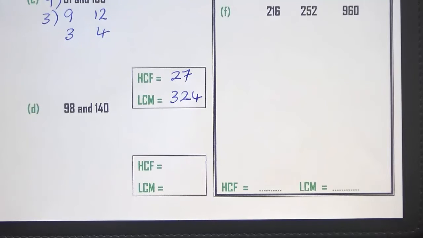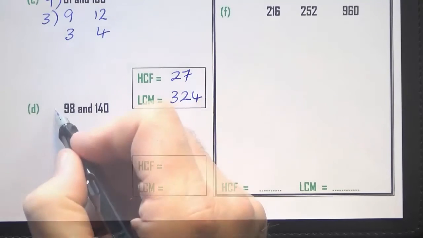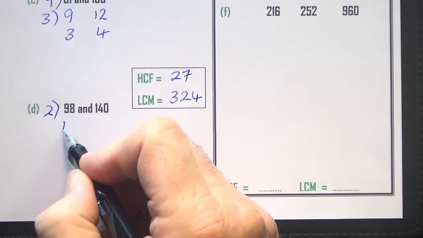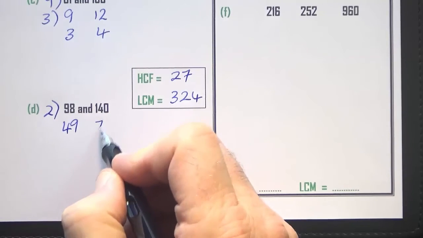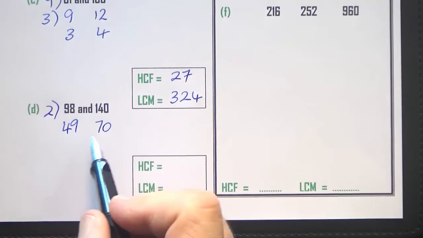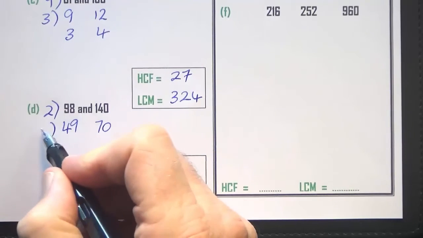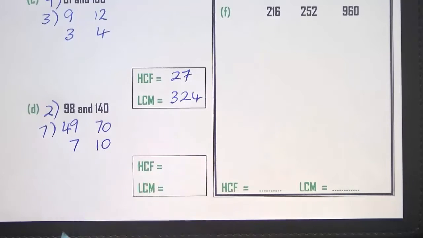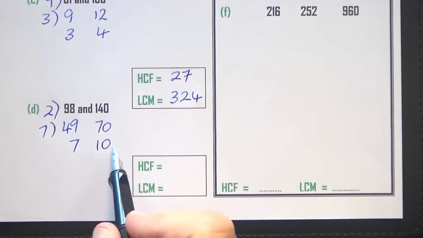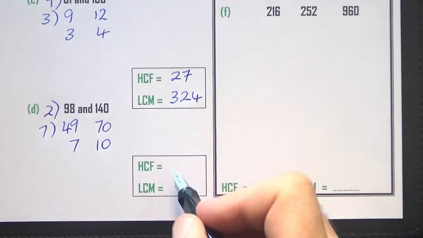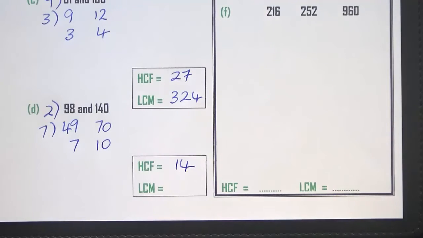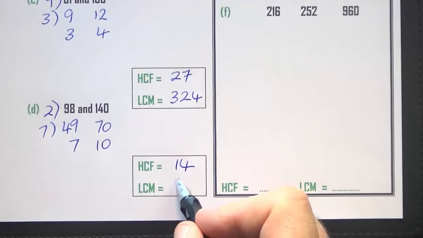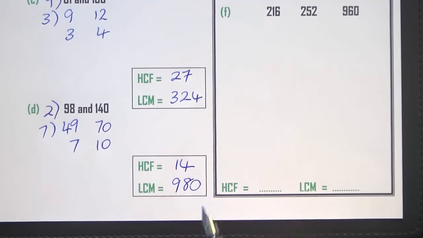Example D. I'll try 2 to begin with. That will give me 49 and 70. I know that 7 is a factor of both those numbers, so I get 7 and 10. I cannot divide again, so my HCF is 14. My LCM is 14 times 7 times 10, which is 980.